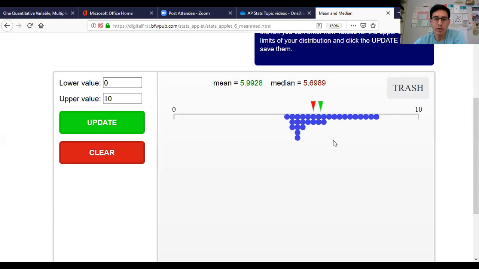All right, so pause the video for a moment and predict what do you think is going to happen if I move the tail to the left side? If I start dragging these points over here to the left, what do you think is going to happen with the mean and median? How will they relate to one another?